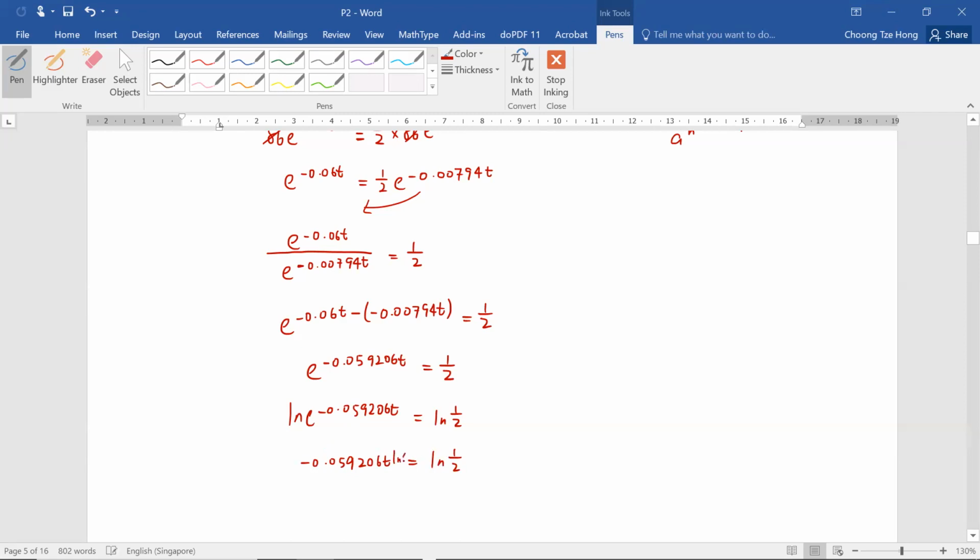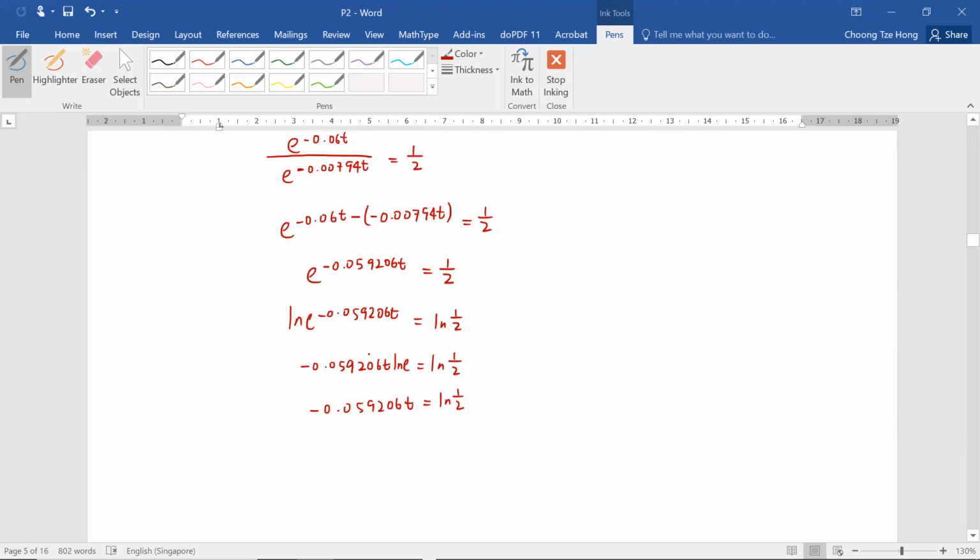Over here you'll get ln e, but ln e is equals to 1. Maybe I just write the extra step: ln e equals to 1. Then what we'll end up with is this. ln half is actually just a number, so if you use your calculator, you compute it out, you get an answer. So T will just be this. If you compute this out, you get T equals to 11.7 minutes.